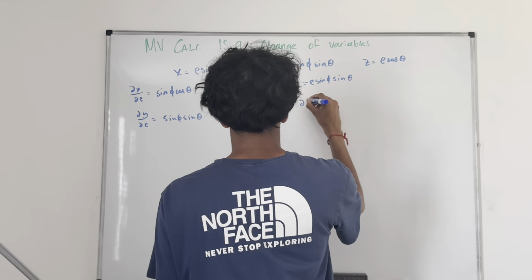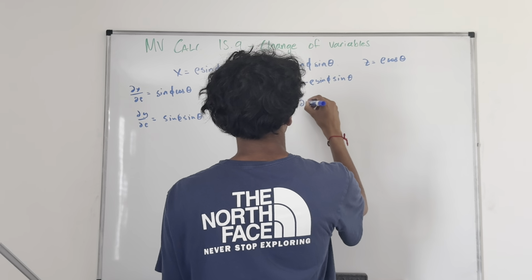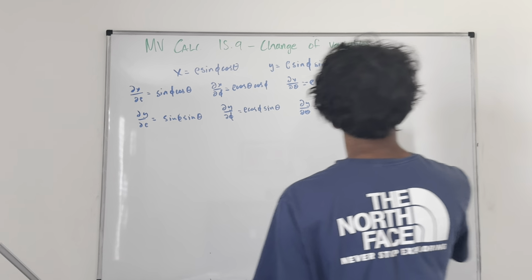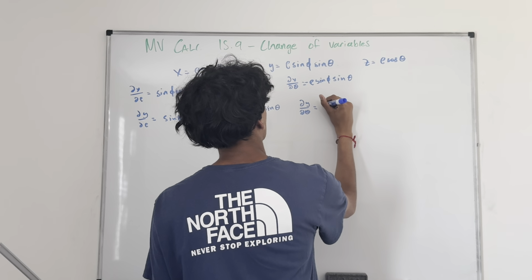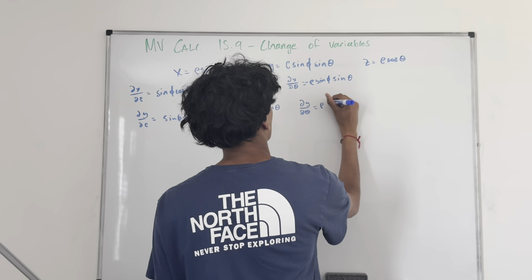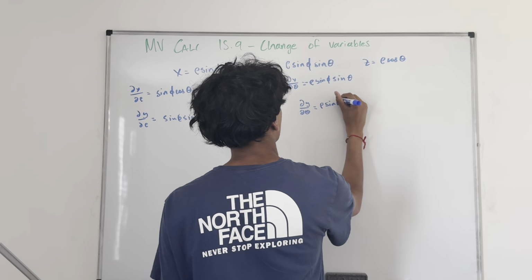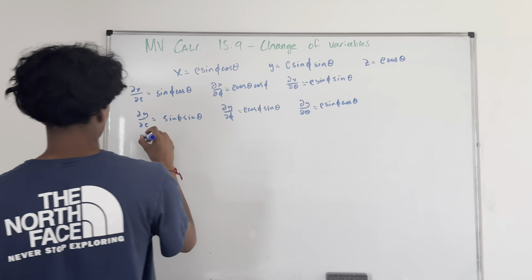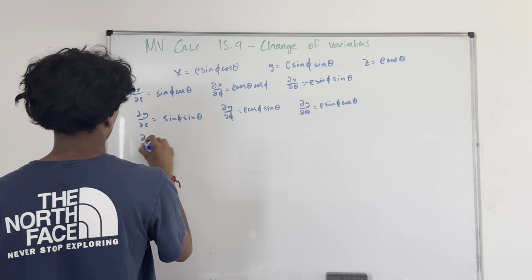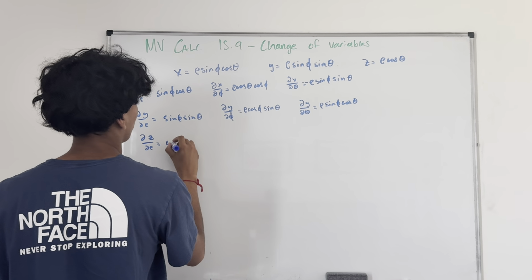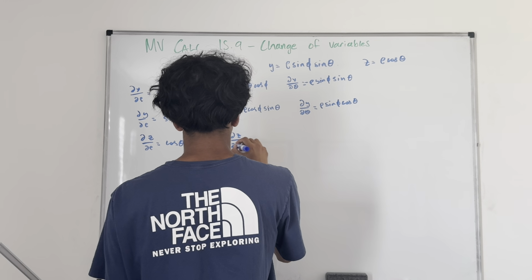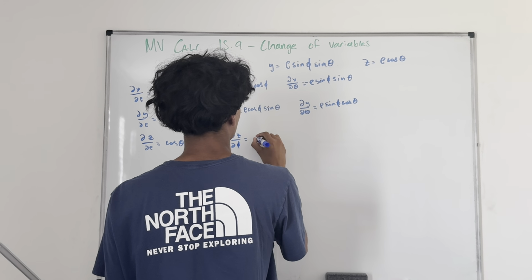And then partial y, partial theta is going to equal rho sine phi cosine theta. Hopefully I'm not miscalculating these. And then partial z partial rho is just cosine theta. Partial z partial phi is 0.